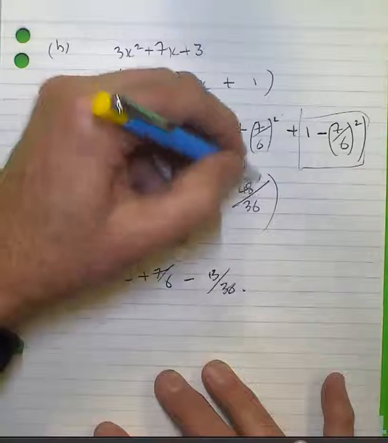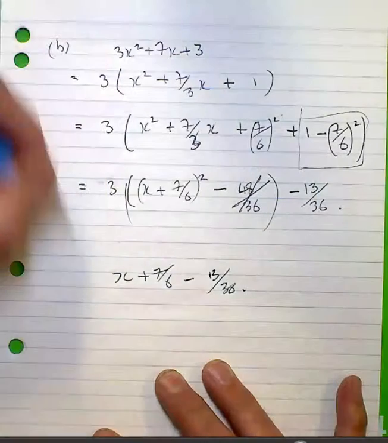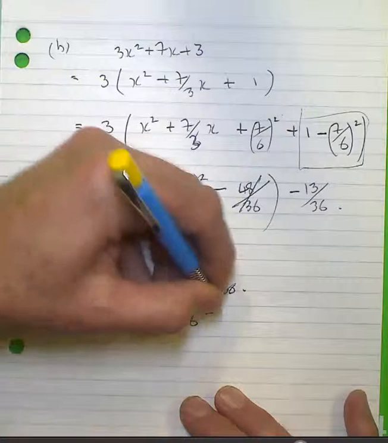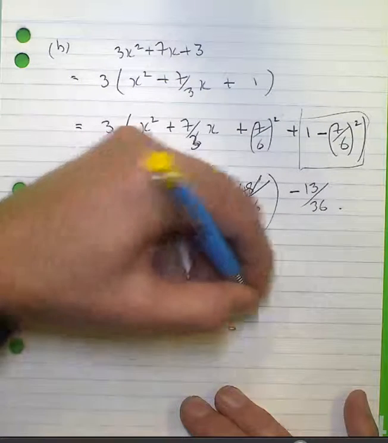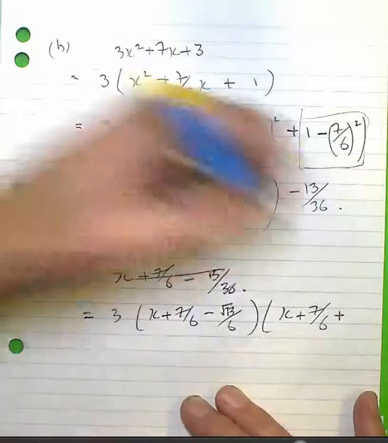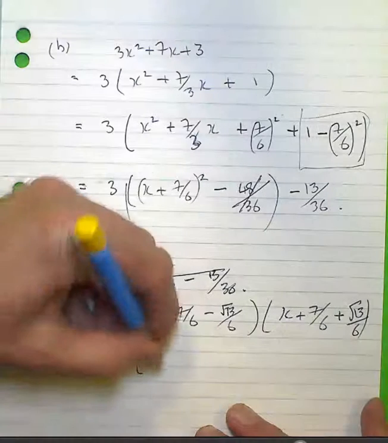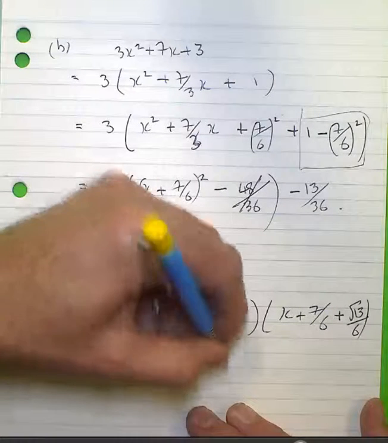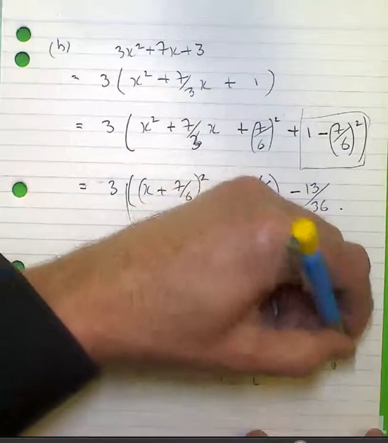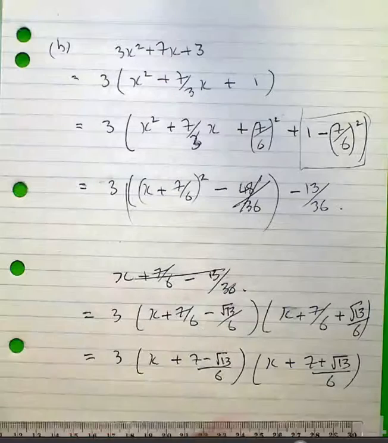I made a little bit of an error there. That should have, of course, been minus 13 on 36. So what we've now got is 3 into (x plus 7 on 6 take root 13 on 6), lots of (x plus 7 on 6 plus root 13 on 6). So x plus 7 take root 13 on 6, lots of x plus 7 plus root 13 on 6, as my answer. Quite a messy, yucky question.